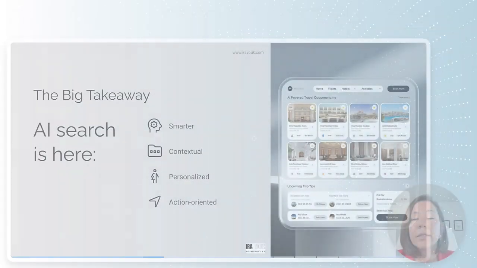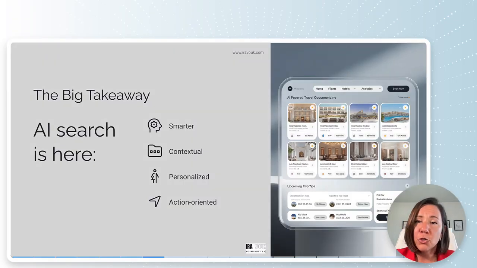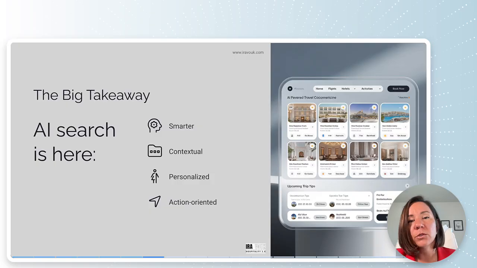Hey, you don't even need to be an experienced SEO marketer to figure out what to do next after you finish this course. It's all basic stuff, really. So here's the big takeaway. The age of AI search is here. It's smarter, more contextual, more personalized, and more action-oriented. Customers are going to expect AI to do the Googling for them. And your role as a business owner or operator is to make sure that your brand is part of that answer.